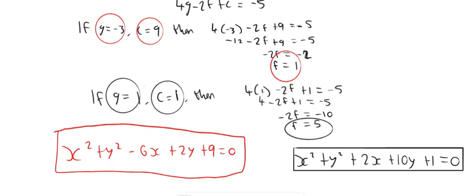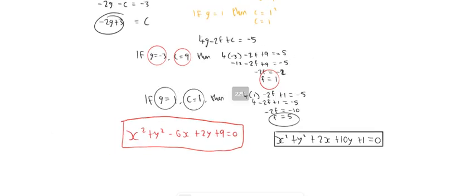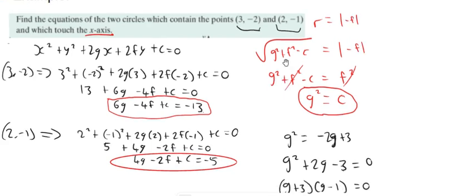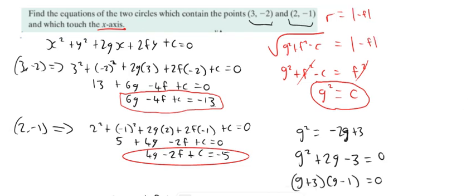So to recap, obviously it's a long question, and it is straightforward enough, it's just breaking it down. So first thing we did was we subbed the 2 points in, 3 minus 2 and 2 minus 1, which gave two equations with g, f and c in them. The next bit was, because it touches the x-axis, the radius has to be equal to the absolute value of minus f. If it touched the y-axis, then it would be equal to the absolute value of minus g. So the radius has to be equal to one of those things.